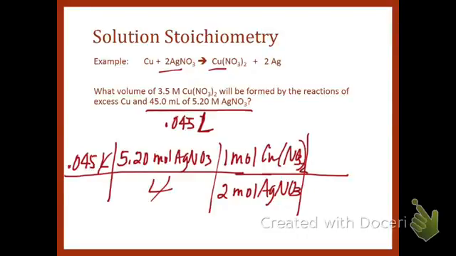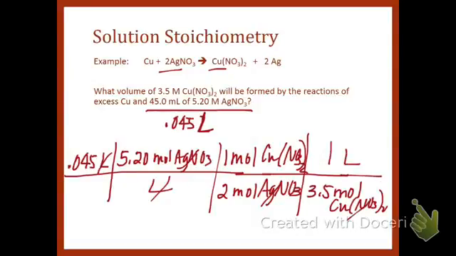And now it's wanting to know what volume of 3.5 molar copper(II) nitrate I could solve for. So this is where I can use that molarity as a conversion factor, and I'm going to flip it. Because I want to get rid of moles, I'm going to say 3.5 moles of copper(II) nitrate per 1 liter of solution. So now my answer will be in liters of copper nitrate.